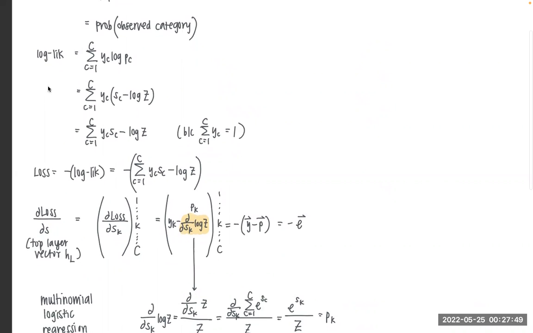And then we want to maximize this log likelihood, which means we want to minimize the negative of the log likelihood. So we can define the loss function for a single observation as the negative log likelihood, which is negative summation over all the categories, Y sub C times (S sub C minus log Z). So this is the loss function that we use for classification.